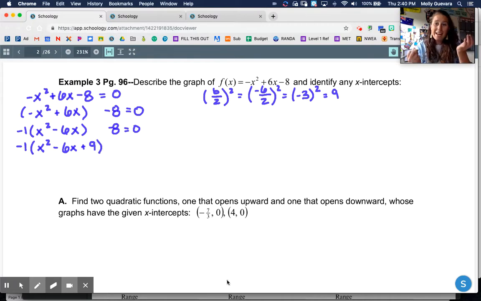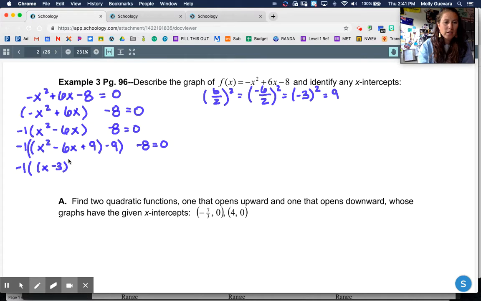Remember that if I add 9, I also have to subtract 9, right? And then that is also going to be in the parentheses. And then again, this negative 8 is just chilling. We don't do anything with that constant until the very, very end. Okay, so I have negative 1 times x squared minus 6x plus 9, which factors into x minus 3 squared. Hopefully we're caught up on our factoring skills. Okay, so all I did was factor there.